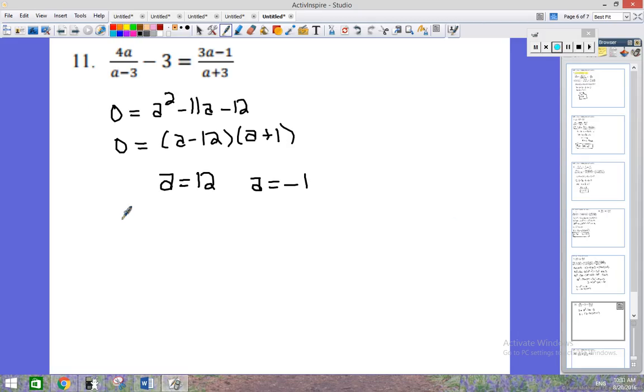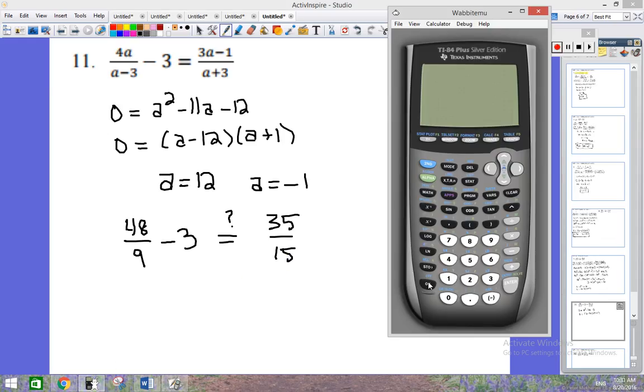On the left-hand side, 4 times 12 is 48, and 12 minus 3 is 9, minus 3. And the question is, will that equal, if we plug in 12 over here, 36 minus 1, which is 35, over 15? Let's plug that in the calculator. 48 divided by 9, minus 3. Is that 2 1/3 the same as 35 divided by 15? I believe it will. Yes, so the 12 checks.